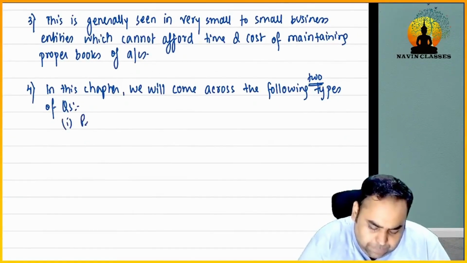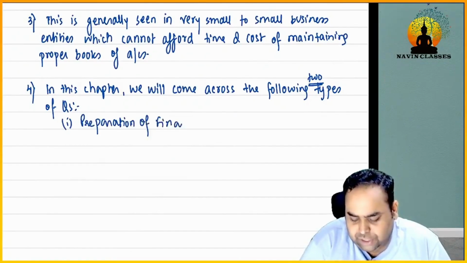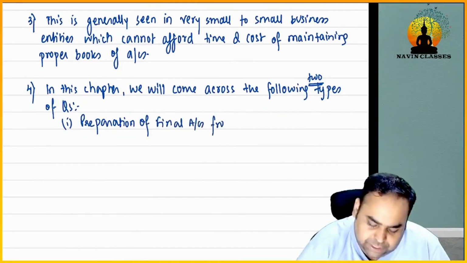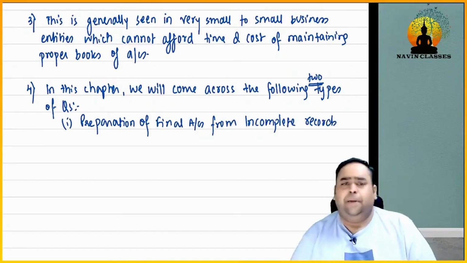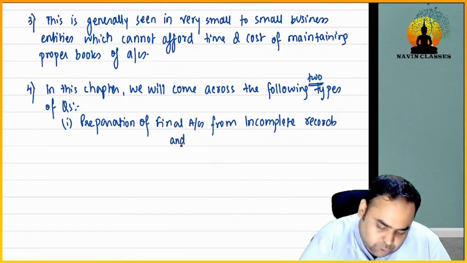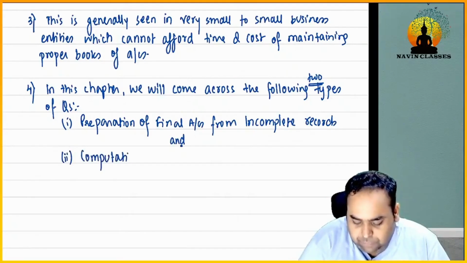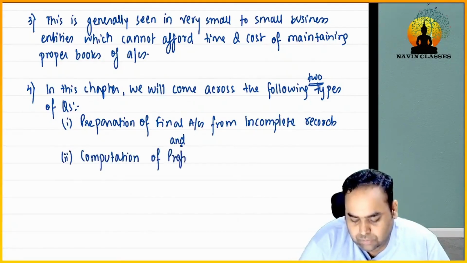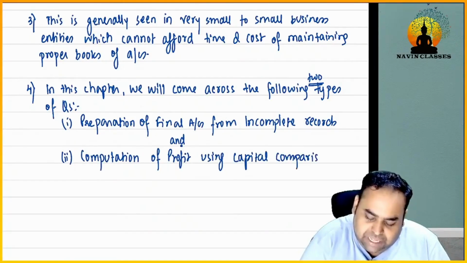Number 1, preparation of the final accounts. Prepare final accounts, that's trading, P&L and balance sheet, from incomplete records. If I need 7 classes for this chapter, then 6 out of 7 classes will be for this topic. And number 2, computation of profit using the capital comparison techniques.